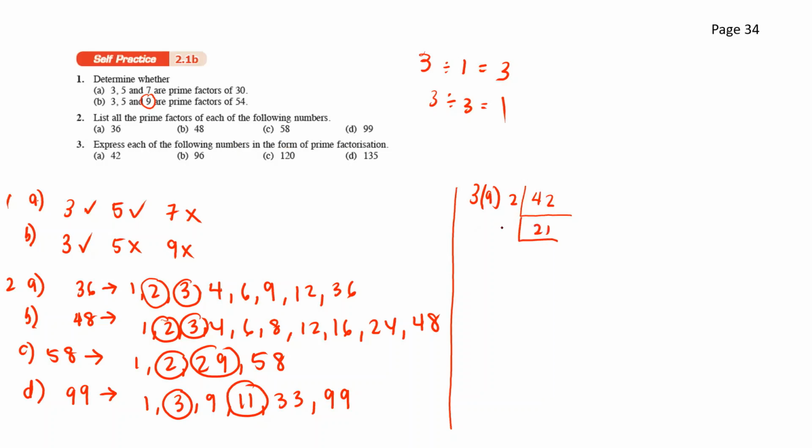Then divided by 3. That will give us 7. And then divided by 7. That will give us 1. So here we have 2 times 3 times 7, which will give us 42.